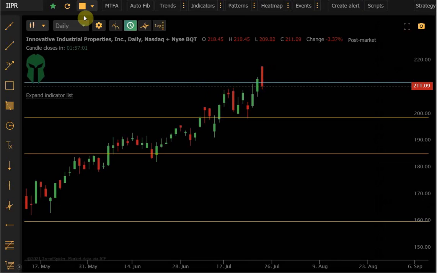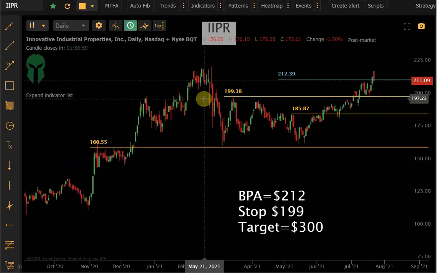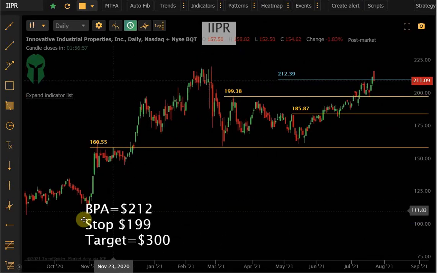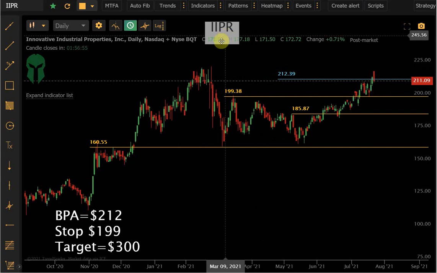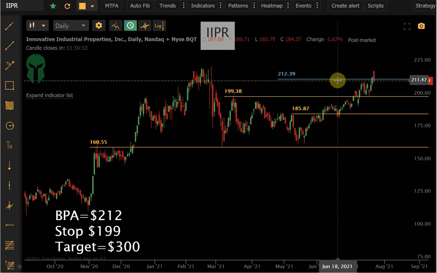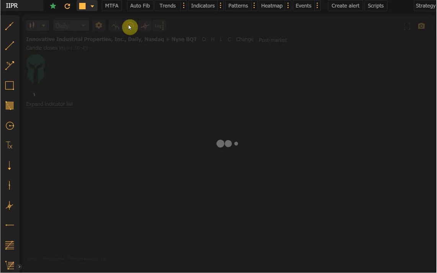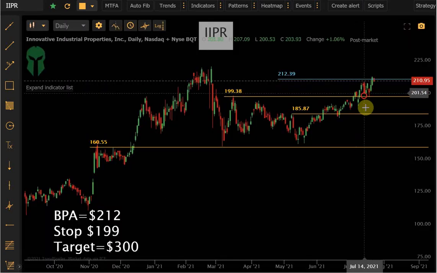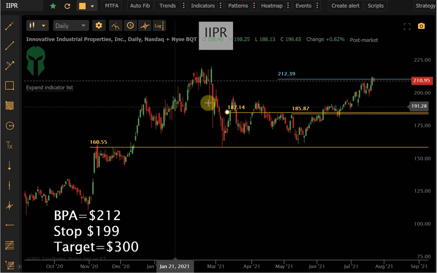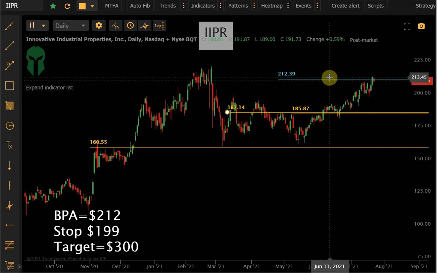Let's go do this IIPR. So this is one that we're in at 212 from the newsletter. We are at 211.09 tonight. I think it's actually closed less than that. Let's just take a look at this. Yep. So you actually closed like 5 cents less than that. I don't see anything wrong.